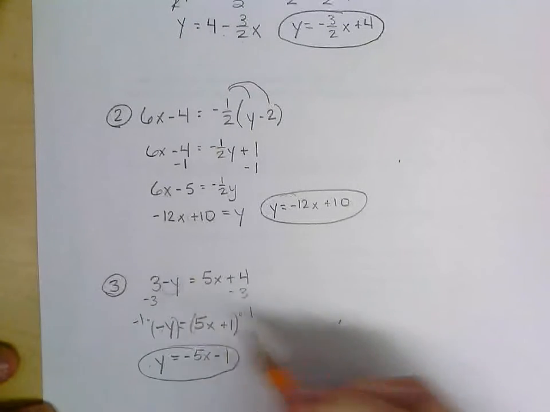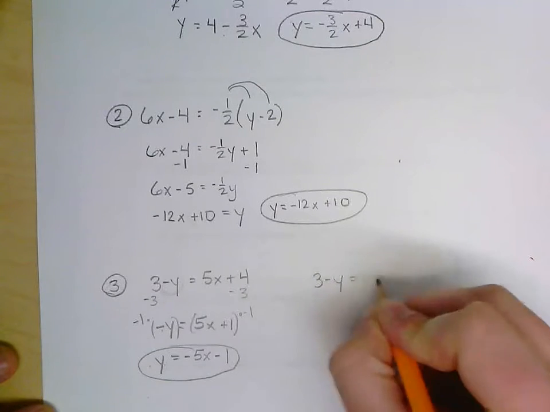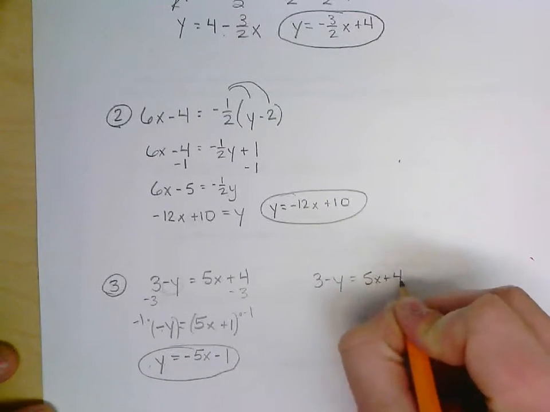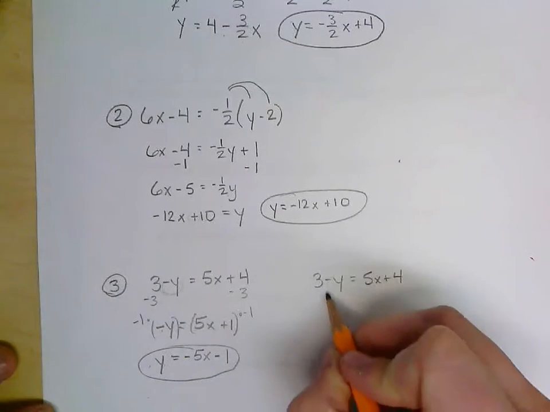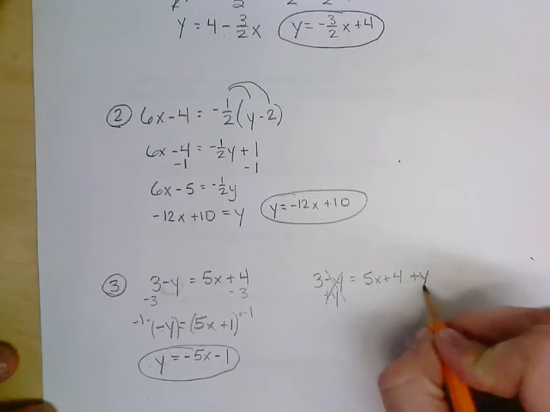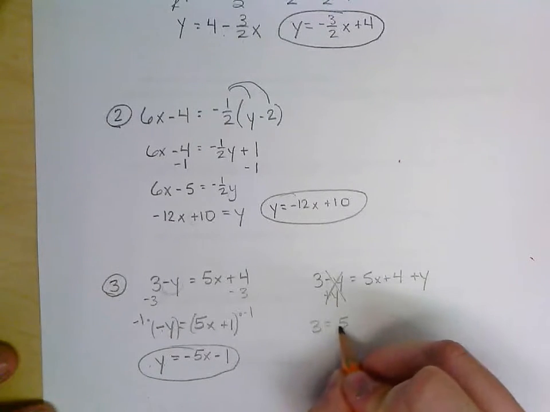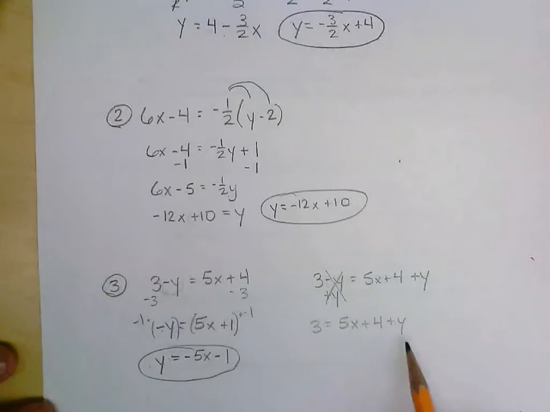Another strategy you could use if you didn't remember that you need to multiply through everything by a negative 1, if we start with that 3 minus y equals 5x plus 4. Right away, if I realize that I'm going to have a negative y and that's going to be an issue, I can add y to both sides, and on the left side it's going to cancel out. If I add it over here, I now have 3 equals 5x plus 4 plus y. This equation looks a little bit long, but at least we have a positive y, and now we can just start to remove everything from this side by undoing addition and subtraction and get to the other side.